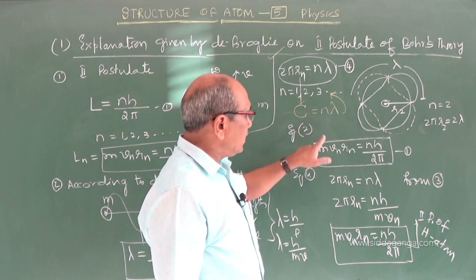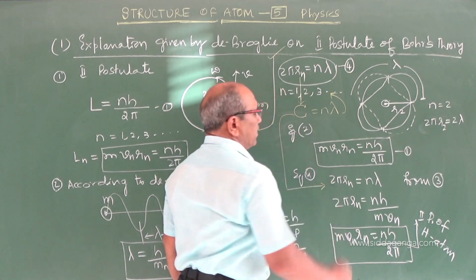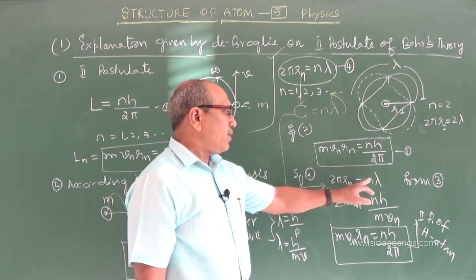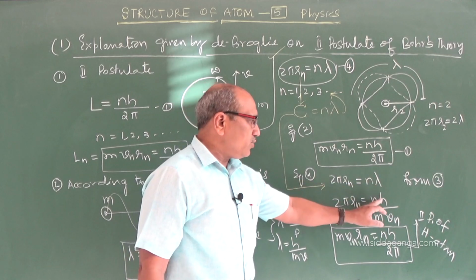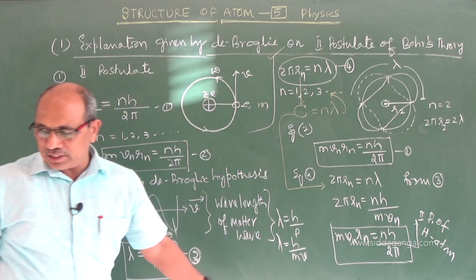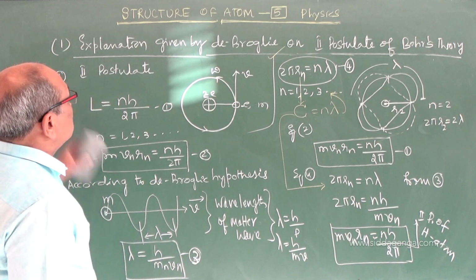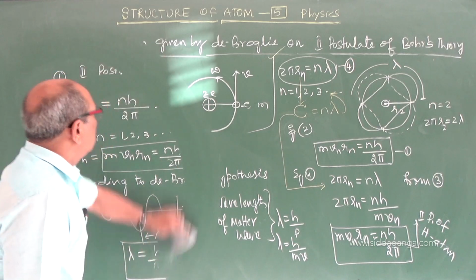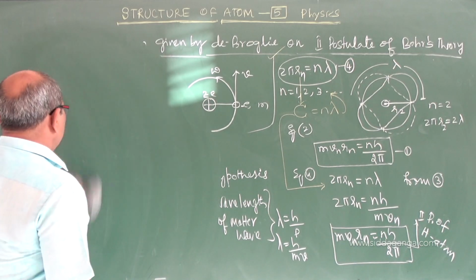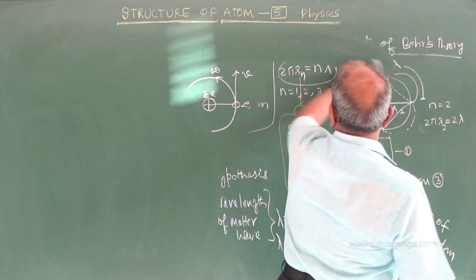Taking this condition, 2 pi Rn is n lambda, where you substitute lambda as h upon mv, and you get the answer. This is an important explanation, asking for 3 marks in the board exam. So these are the important points in respect of the board exam.